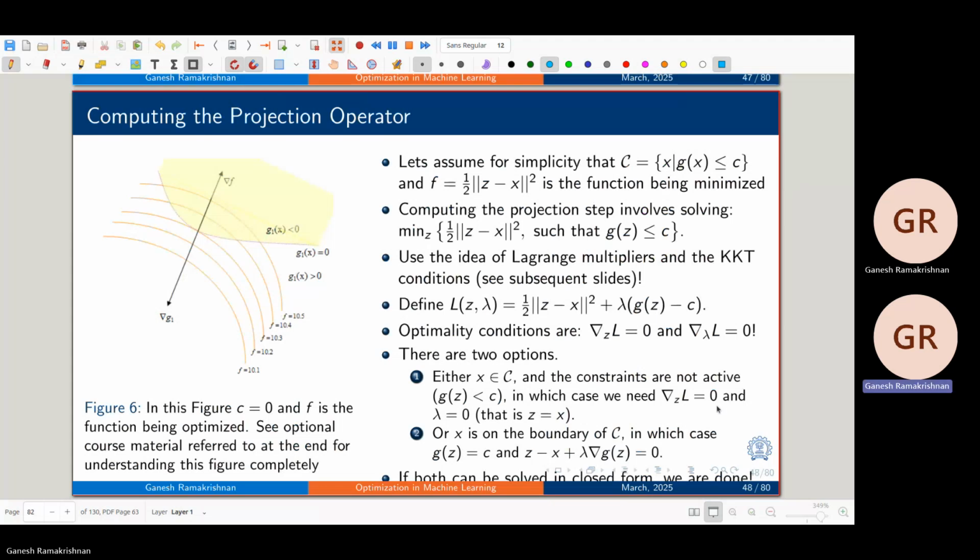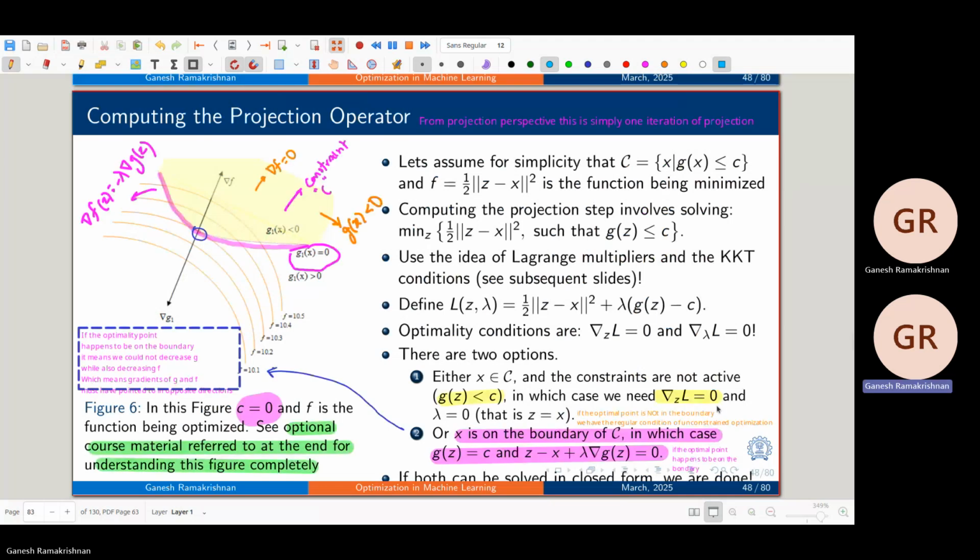I'm treating this f as one half norm of z minus x squared, a specific example, but this analysis holds for any f. Look at g1(x). Now g1(x) also has its level curves. I've said that this yellow shaded region is where g1(x) is less than 0.